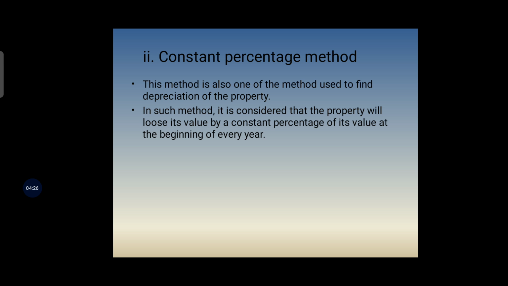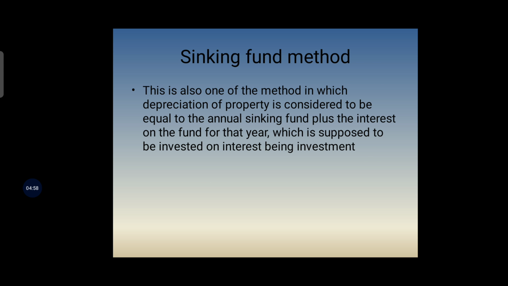Now the next one is the constant percentage method. In this method it is assumed that the property will lose its value by a constant percentage of its value at the beginning of every year. In such a method, the depreciation factor is considered, that is d is equal to 1 minus (S upon C) raised to 1 upon n. So this is the formula.